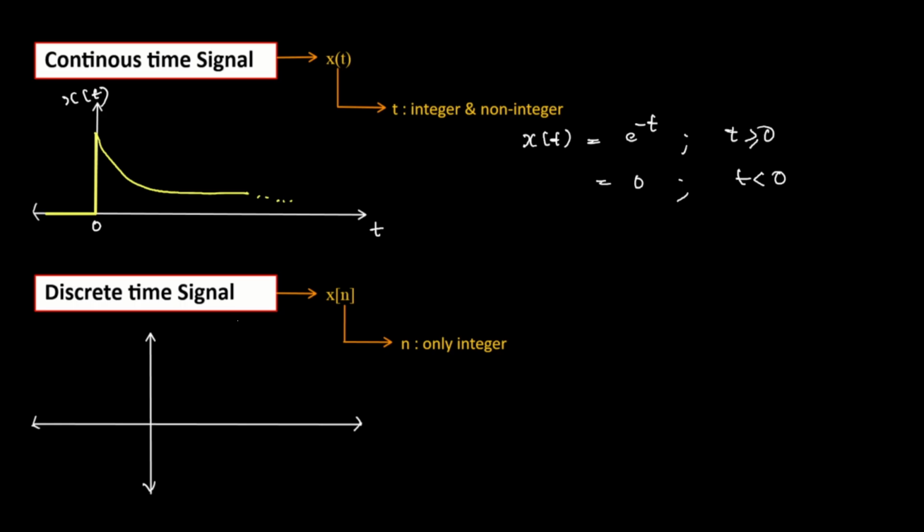So what is a discrete time signal? A discrete time signal is represented with x of n. To differentiate between the continuous time signal and the discrete time signal, we replace x of t with x of n. Here n will only be an integer, meaning our discrete time signal will have amplitudes only at specific instances, only at integer instances. We will understand that with an example here. So this will be my x of n.